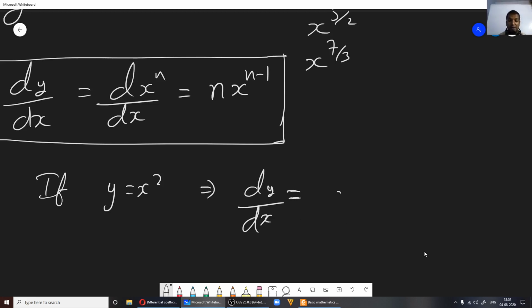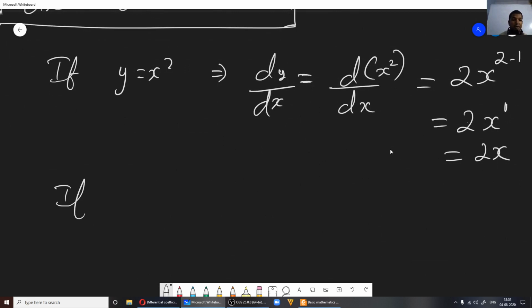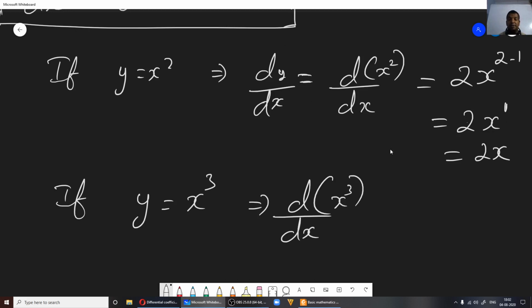So dy by dx, you can write it as d by dx of x square. Now compare with this, see what is n here? n is actually 2, correct? So first we'll write n, so 2, then x power n minus 1, so x power 2 minus 1. So what did we get? 2 times x power 1, so this is simply 2x. Now let us take one more example. If y is equal to x cube, I think you can do this now. So d by dx of x cube, n is 3, x to the power n minus 1, so 3 minus 1. So this will be 3x square.